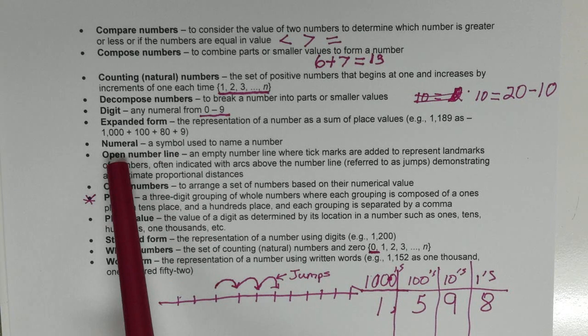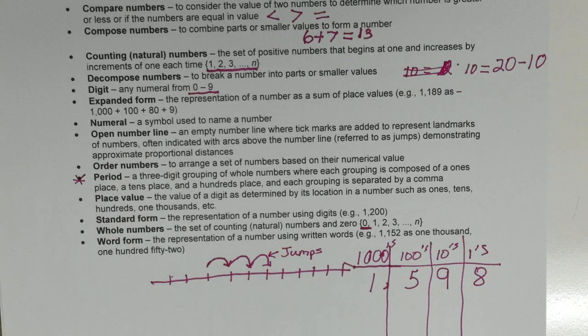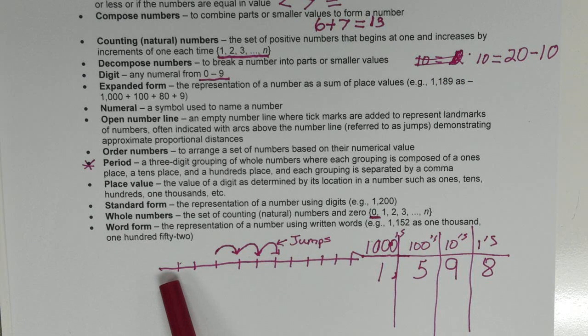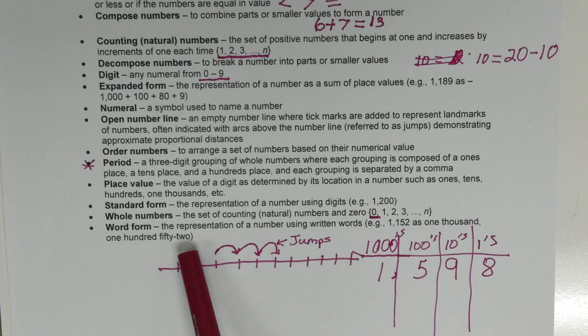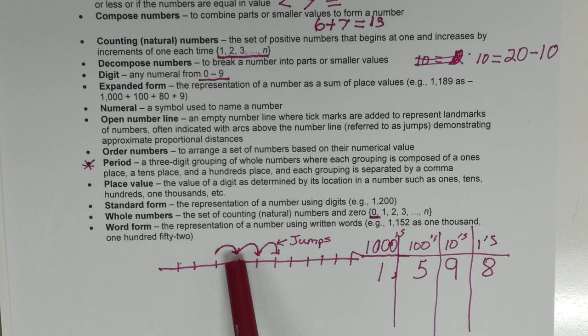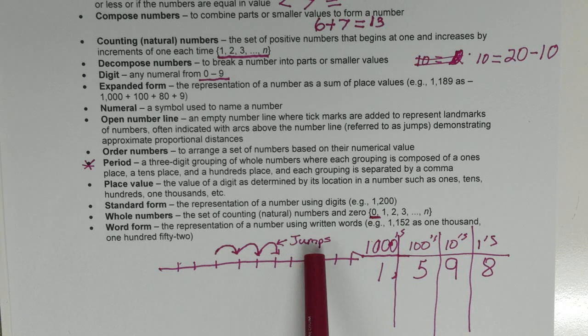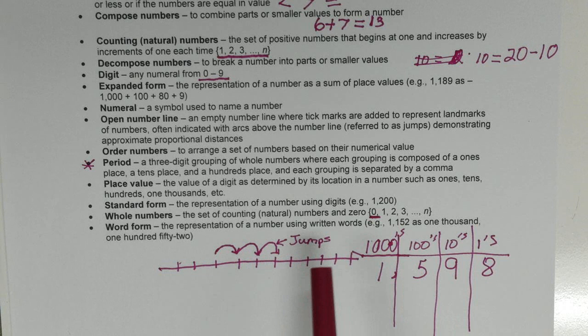Numeral: a symbol used to name a number. 1, 2. Open number lines. Here is an open number line. Notice it has tick marks. It's an empty number line where tick marks are added, where you can put numbers underneath them, or a place to start or stop.